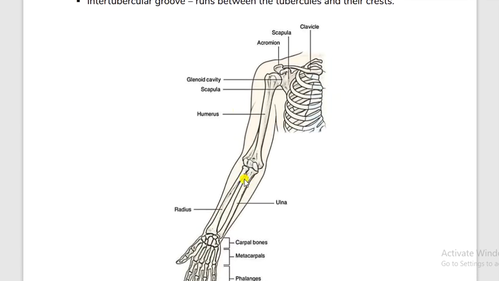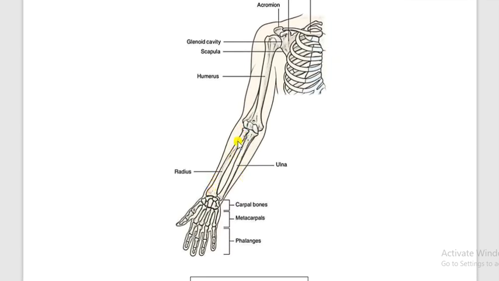This is the radius here. It is located laterally, on the side of the thumb. It has two epiphyses, a proximal epiphysis and a distal epiphysis, and then there is the diaphysis.